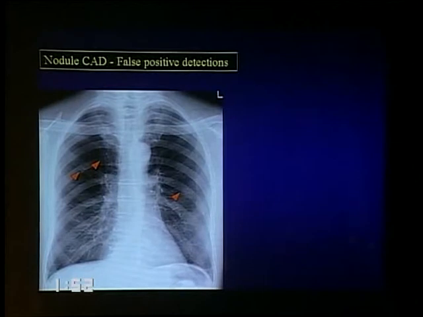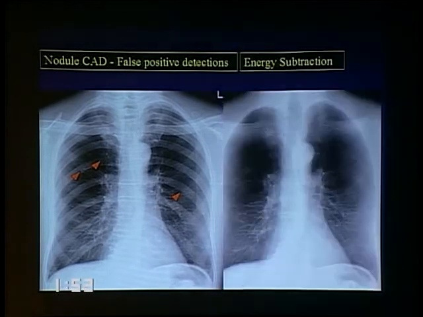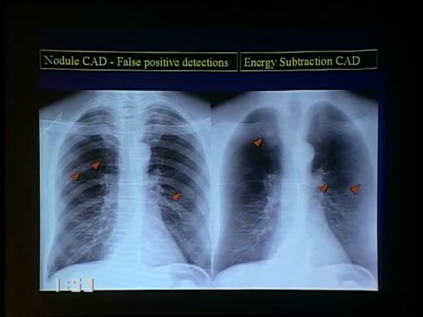Again, these systems can work together. So this is the case I showed you earlier with the primary carcinomas at the apices. This is an actual run from a CAD program. It's got 3 false positives and has not detected the nodules. On the other hand, if we use the energy subtracted image and adapt the program, it has picked up at least one of the carcinomas. So there's potential for these systems to work in conjunction with energy subtraction.